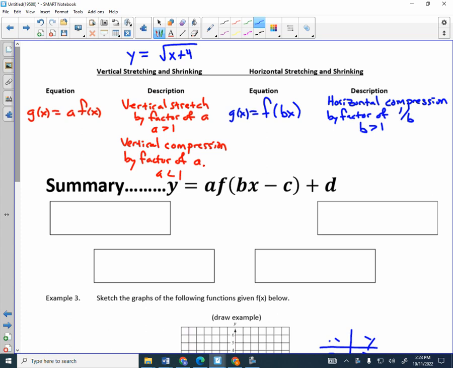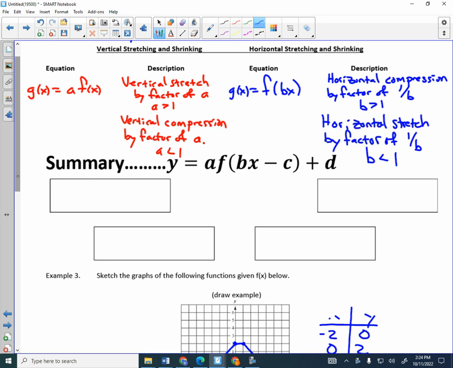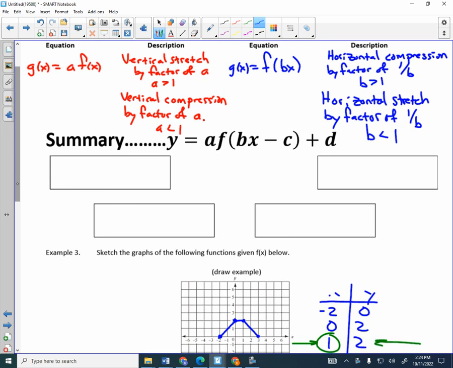Okay? So horizontal stretch by a factor of 1 over b, and that's if b is less than 1. So it's kind of opposite of what you think. It's not really important that you know that extremely well. It is going to come up in a couple small cases, but as we move forward, it's not quite as important as the others.